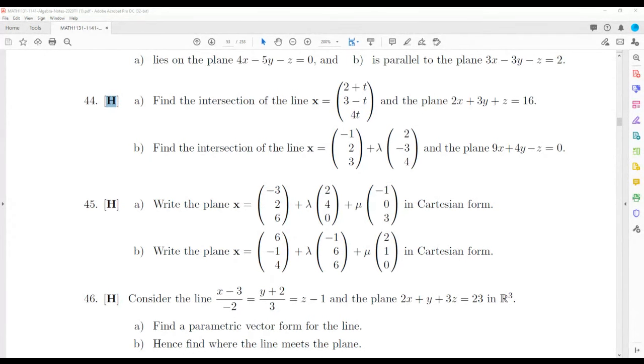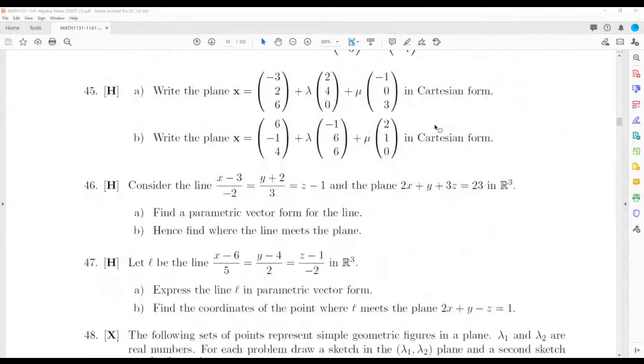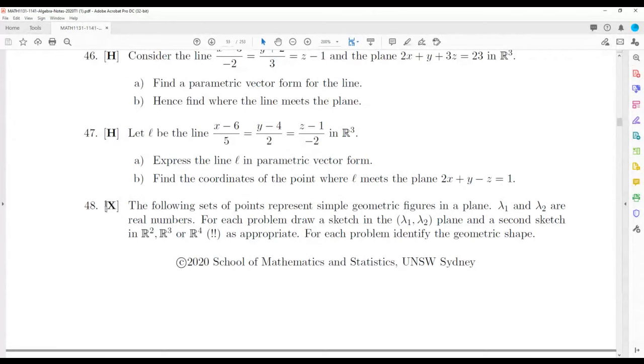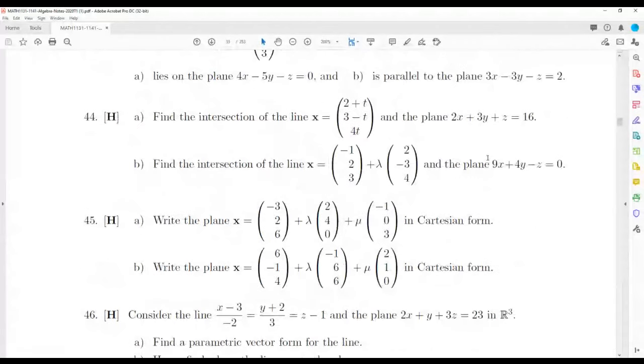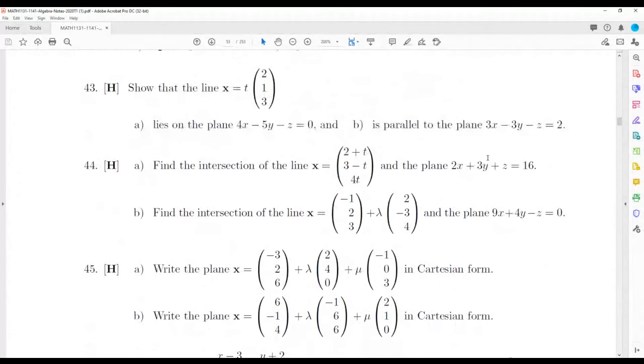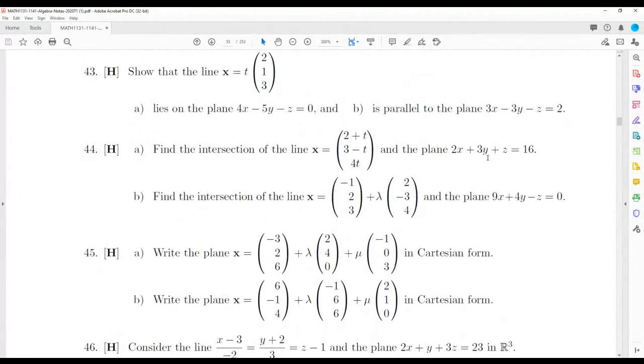So you can see there's H questions here. They're the harder ones. And you can see the X-rated questions, so watch out for those ones. They're for Math 1141 only, right? So you're expected to have a go with the H questions.